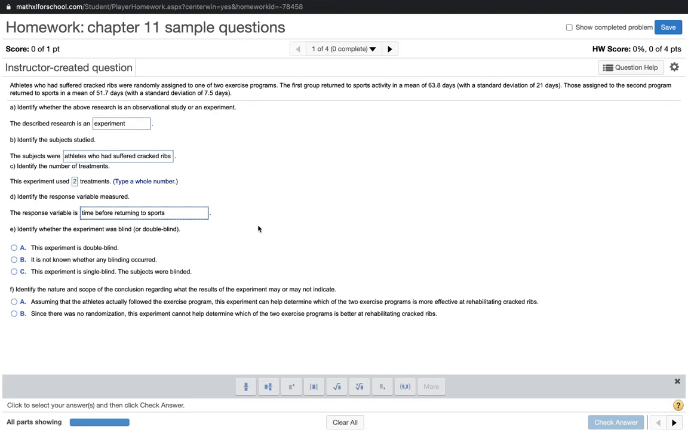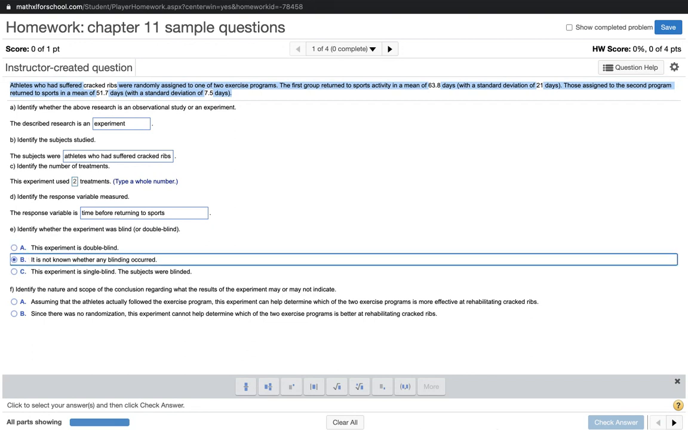All right. Identify whether the experiment was blind or double blind. Obviously, we would hope that the experiment was double blind, and we talked about that in the previous video. But unfortunately, in this blurb up here, it doesn't really say anything about whether it was blind or not. So we really don't know for sure whether there was any blinding or not, because it just simply doesn't say. So it is not known whether any blinding occurred.